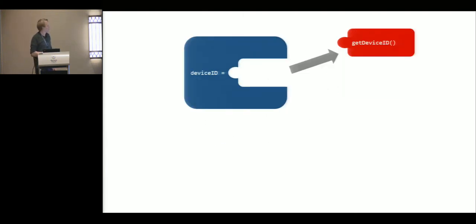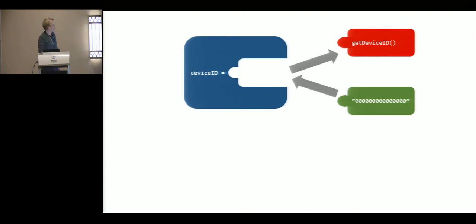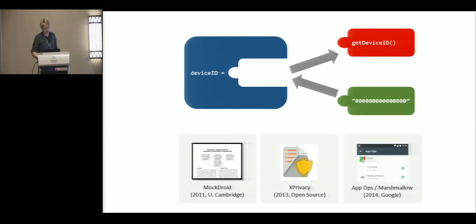So let's make it a little bit more concrete. I have my Android application that requests a device ID. And I have my resource, which is restricted by a permission. That is the API call to get device ID. One approach to solve this that has been done in previous work is basically just replacing this by a mock value to basically keep the application running. And this has been done by several folks.